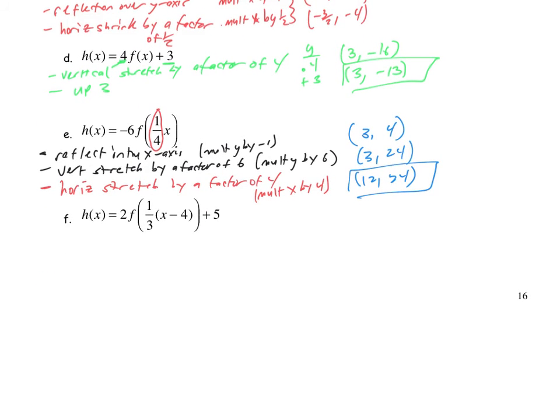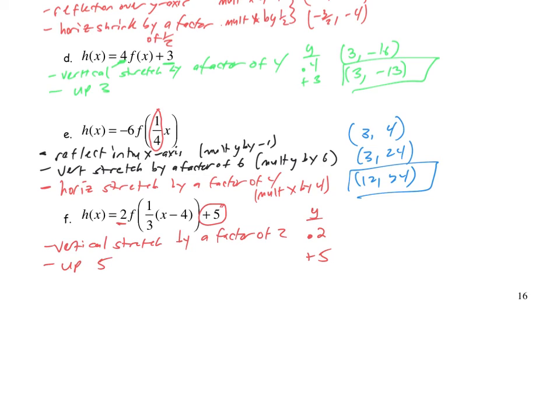Okay, letter F has a lot of transformations happening. So let's start listing those. So the 2 out in front is outside the function. That's a vertical stretch by a factor of 2. And then I'm going to take care of this plus 5, which is also outside the function. That's going to affect y. And that means it's shifted up 5. So that means that in terms of y values, we're going to be multiplying by 2 and then adding 5.